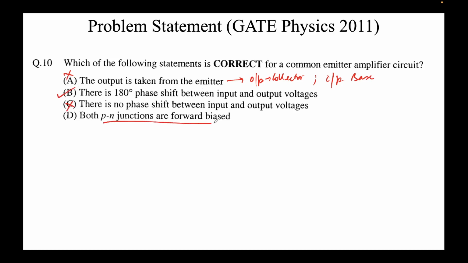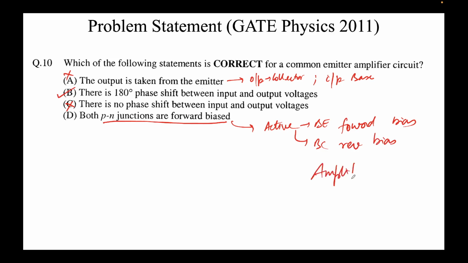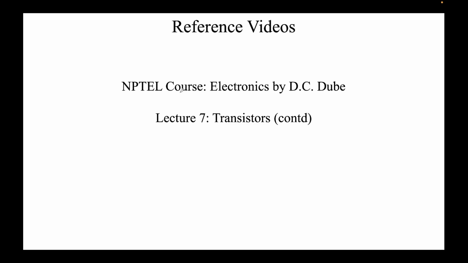Both PN junctions are forward biased? We saw that this is not the case. For the forward active region, we need the base-emitter forward biased and the base-collector reverse biased. This is for the amplifier configuration, which we saw in the DC analysis. So this option is also incorrect. So only option B is the correct one, and that will be our answer.